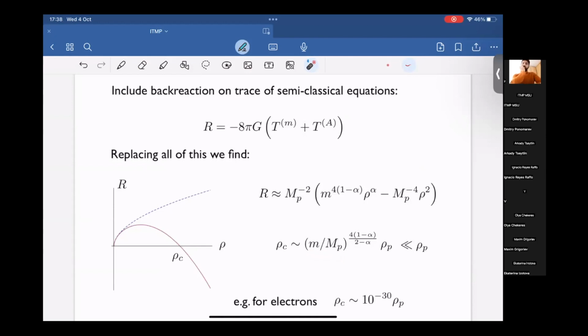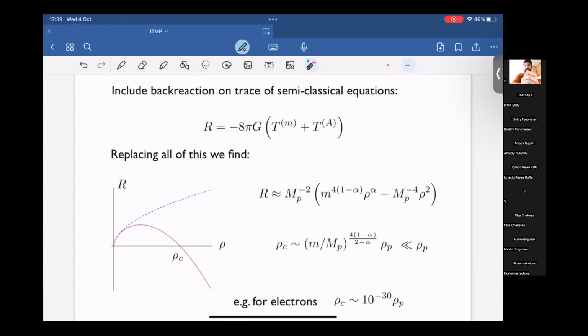Can I ask a question here? As far as I remember, you have thrown out all the subleading terms. You have put rho squared in here, but you have thrown out rho to the power of alpha or something like this. Can it affect the first term?